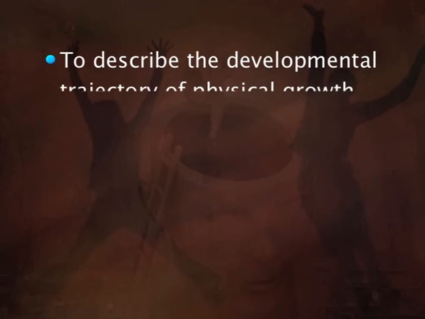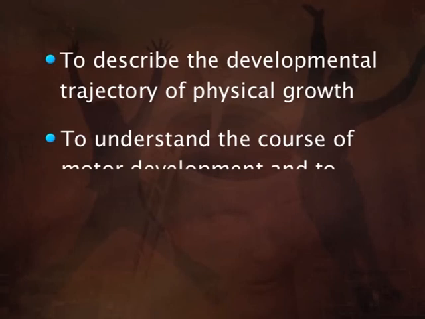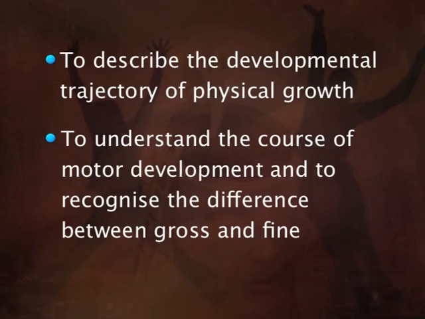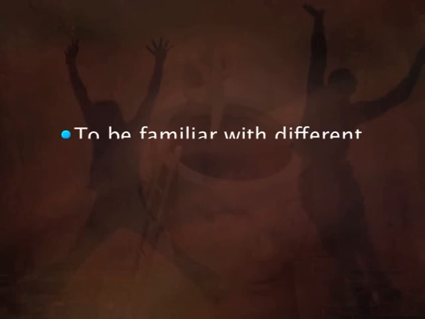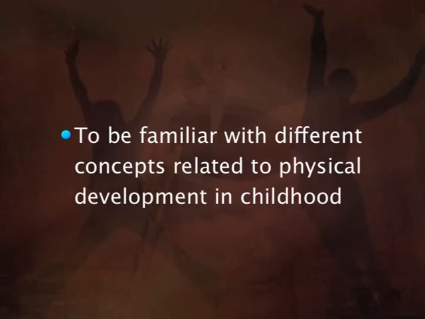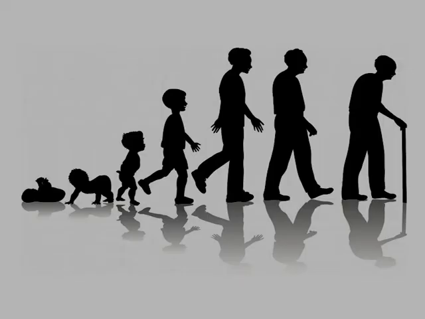The objectives of this lesson are to describe the developmental trajectory of physical growth, to understand the course of motor development and to recognize the difference between gross and fine motor development, to be familiar with different concepts related to physical development in childhood. The course of physical growth in human beings is a longer drawn out process in comparison with that of other species.